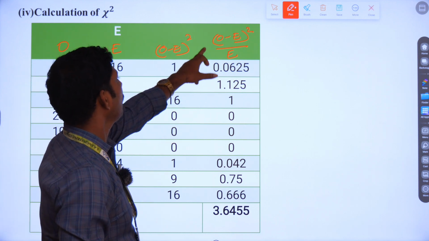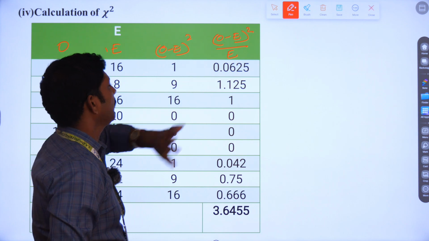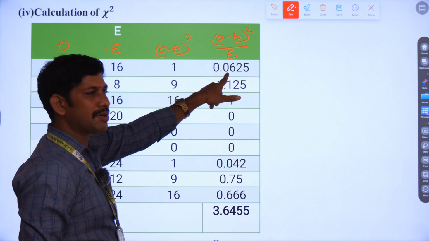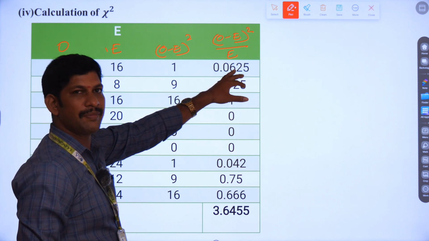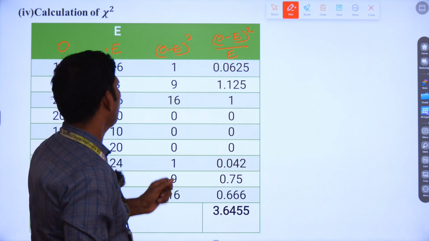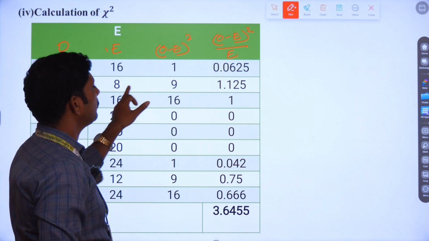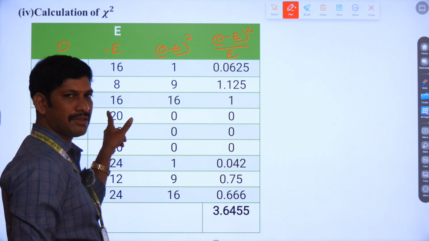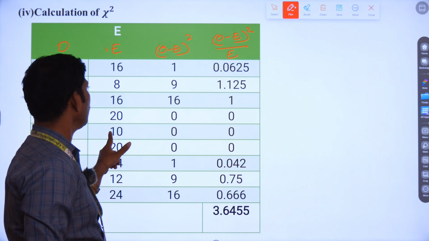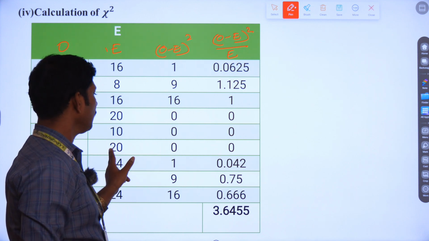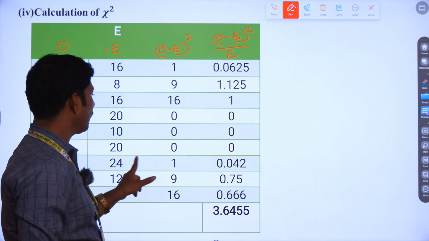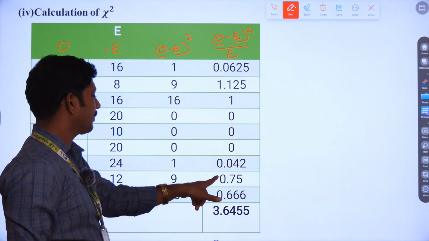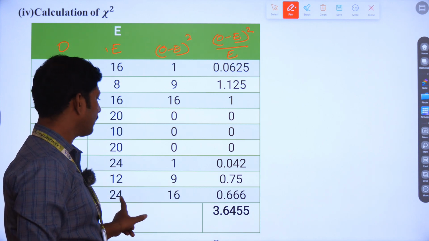Finally, we need to find observed minus expected, whole squared, divided by expected. Clearly, 1 divided by 16 is 0.0625. Maybe you can use a calculator to find the value. Next, 9 divided by 8 is 1.125. 16 divided by 16 is 1. 0 divided by anything is 0, so 0 by 10 and 0 by 20 are also 0. Then 1 divided by 24 is 0.042, 9 by 12 is 0.75, and 16 divided by 24 is 0.666.